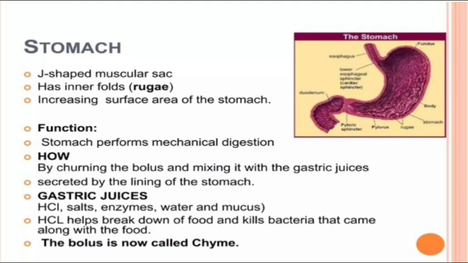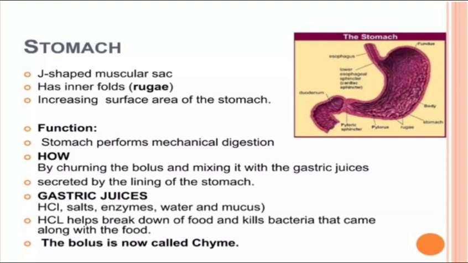Functions. The stomach performs mechanical digestion by churning the bolus and mixing it with the gastric juices secreted by the lining of the stomach.